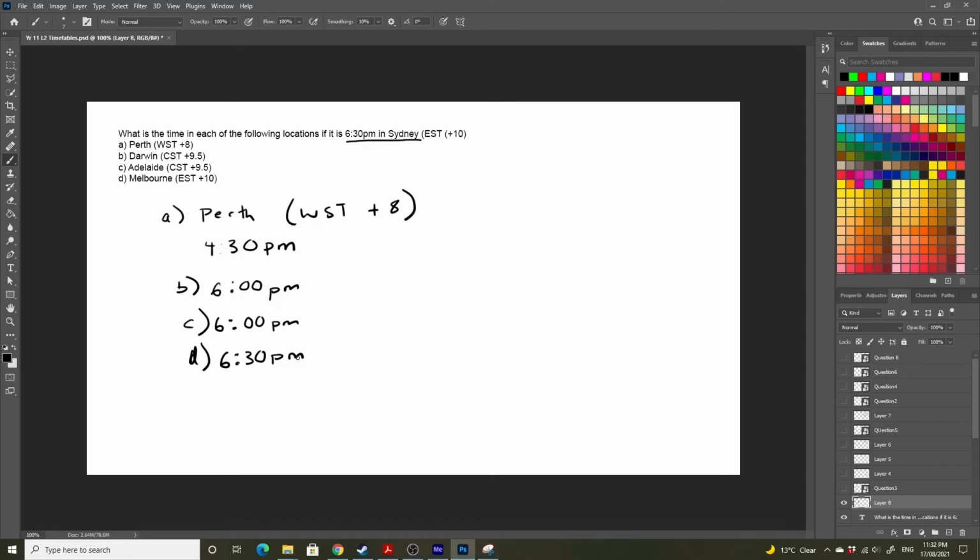So we can see from this that time zones are pretty easy to work out the differences when you've been given the specific information on each time zone and where you're comparing to, in this case Sydney.